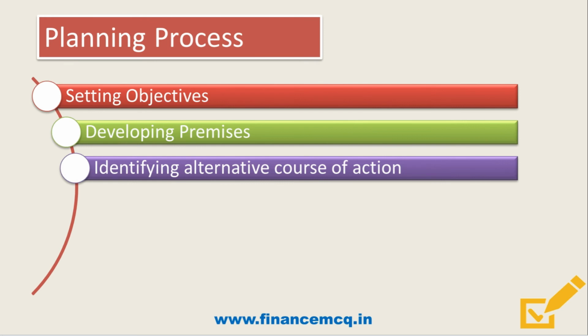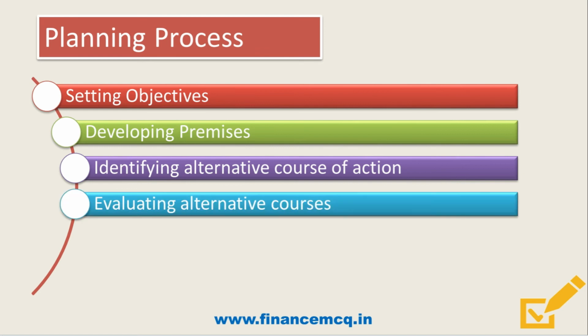Third is identifying alternative courses of action. We know that business is dynamic and the business environment is changing day by day. So while formulating a plan, one has to see what alternatives are available. Next is evaluating alternatives. Once the planning manager or organization or the person carrying out the planning process has identified the alternative courses of action, he or she needs to evaluate which alternative best fits all.